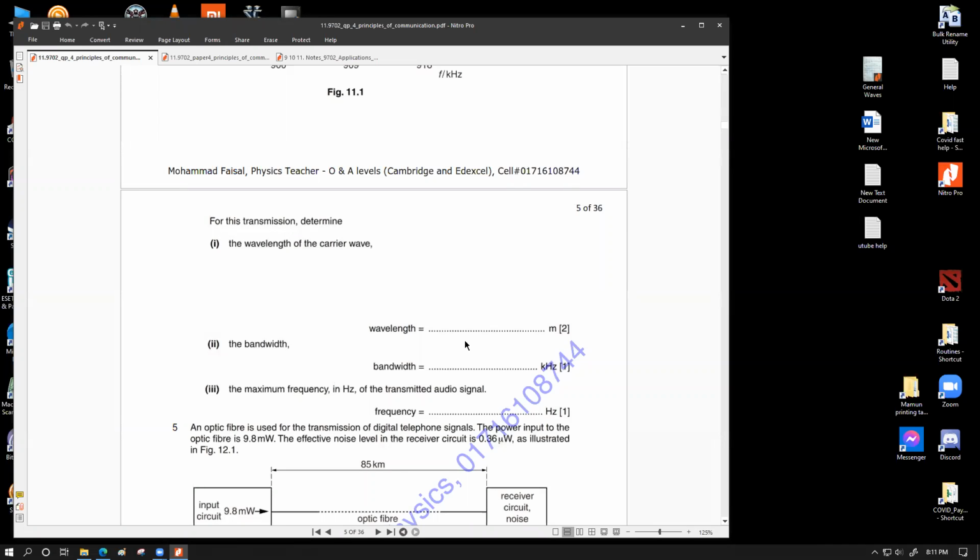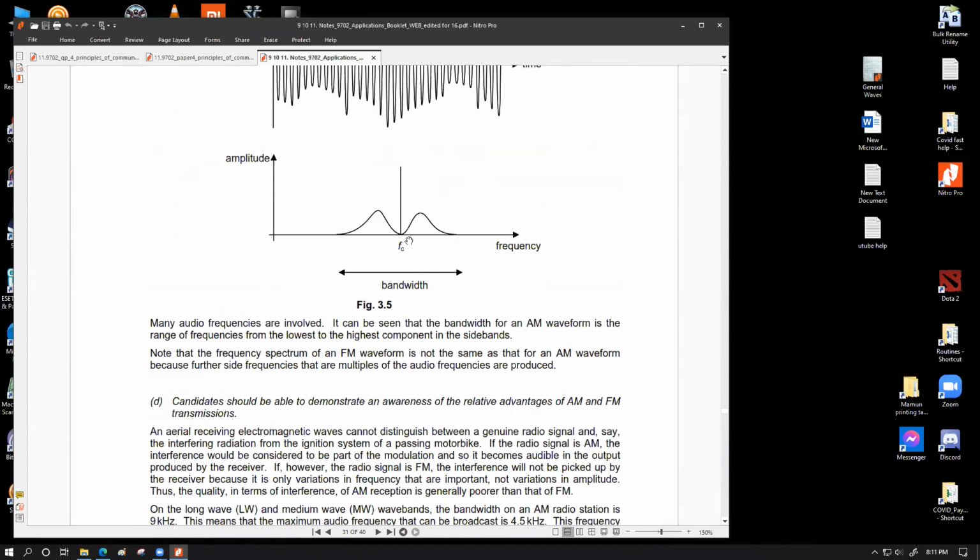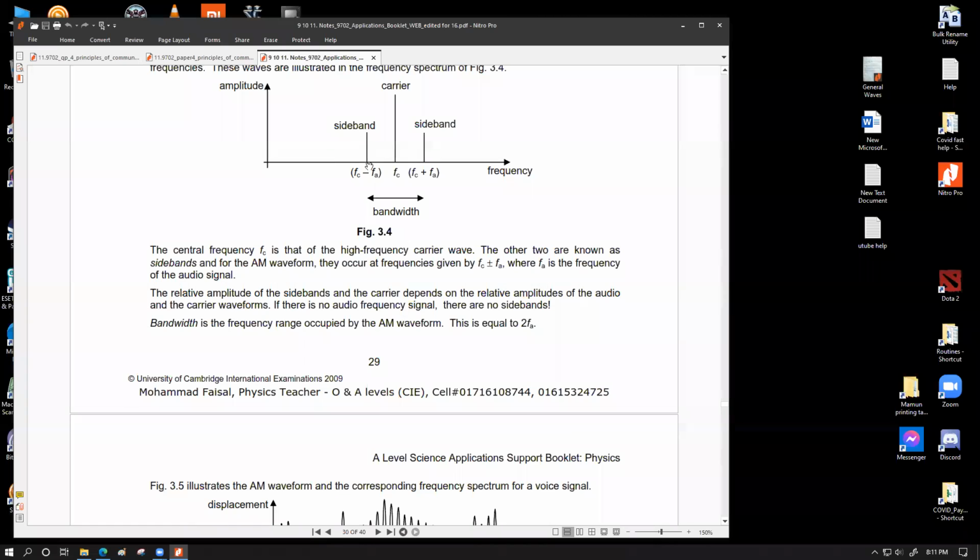Sir, I didn't get it. Bandwidth basically, let me show you. Here's a bandwidth representation. Have a look. So these are the sidebands, and the total bandwidth gives you 2fA. So the full bandwidth is double the maximum frequency of the information signal. So if you want to calculate the maximum frequency of the information signal, that is basically the value of fA, which is half of the bandwidth, or you can say from the carrier to either of the sides. So this is fC plus fA, this is fC minus fA. So only fA is the maximum frequency of the information signal.